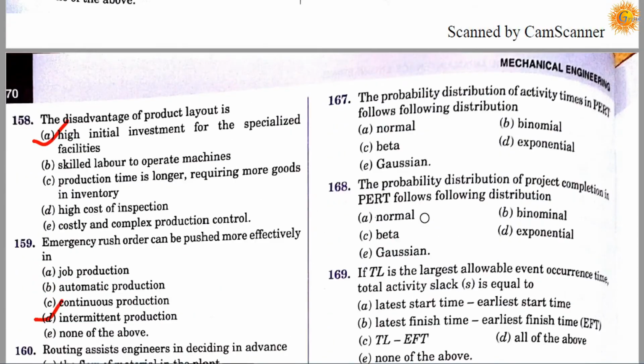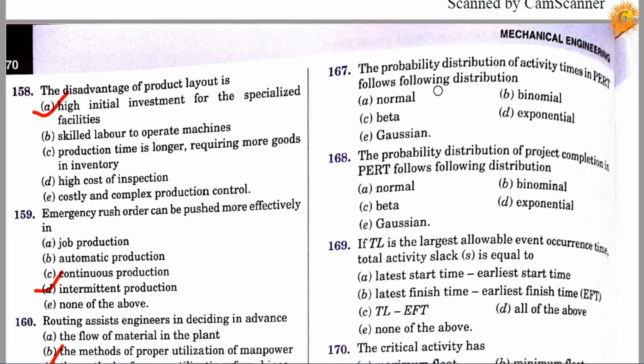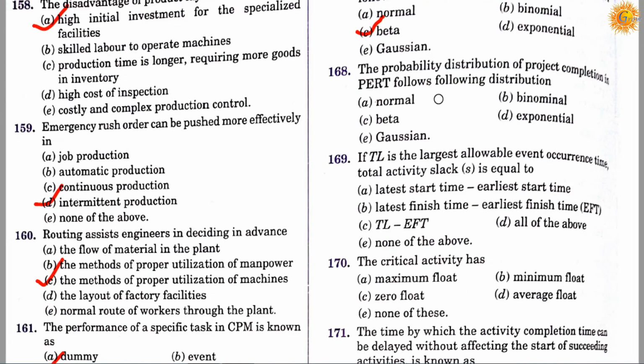Question number 167. The probability distribution of activity times in PERT follows the following distribution. Option A, normal; option B, binomial; option C, beta; option D, exponential; and option E, Gaussian. So the correct answer is C. The probability distribution of activity times in PERT follows the beta distribution.